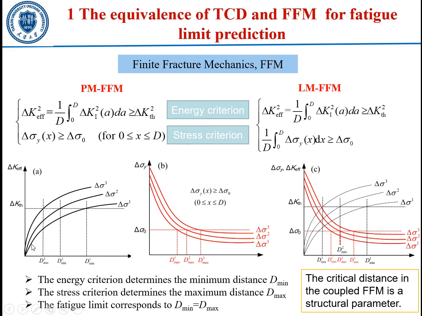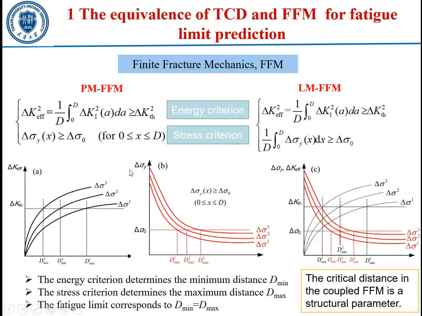In most cases, the parameter K increases with the increase of crack length. The energy criterion requires the effective stress intensity factor range to be larger than the threshold delta Kth. This means that there is a minimum distance satisfying the energy criterion. Different from the trend of parameter K, the stress decreases as it moves away from the notch tip. The stress criterion requires the stress range to be larger than the fatigue limit. Therefore, there is a maximum distance satisfying the stress criterion.